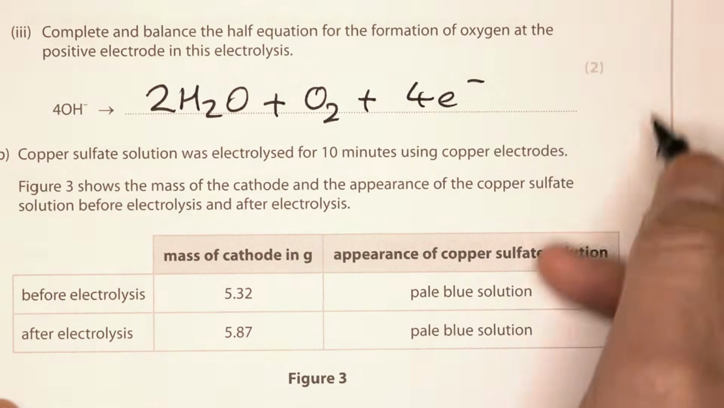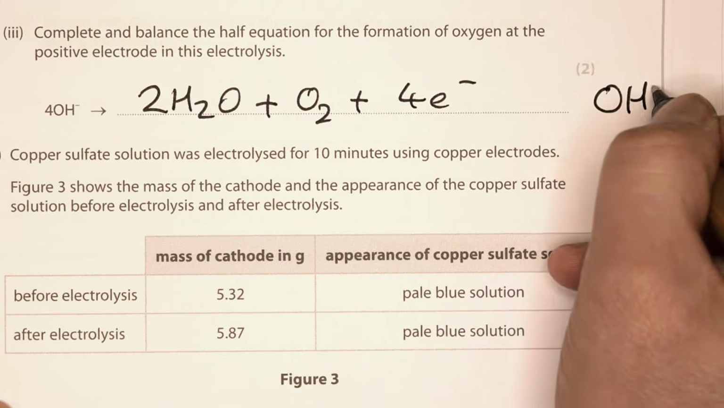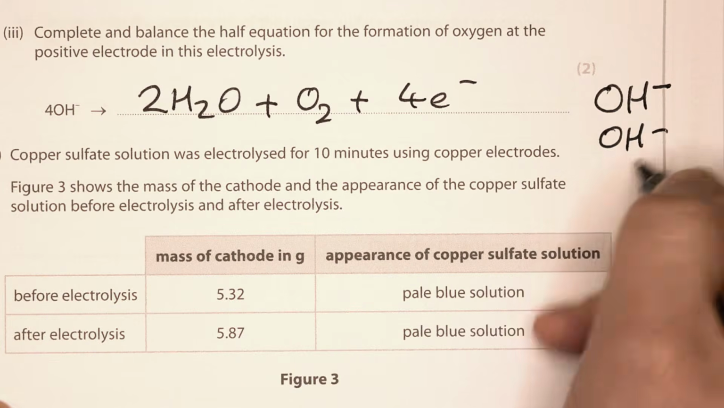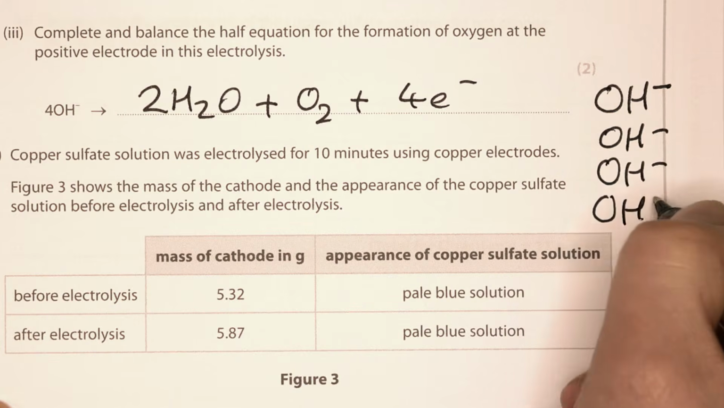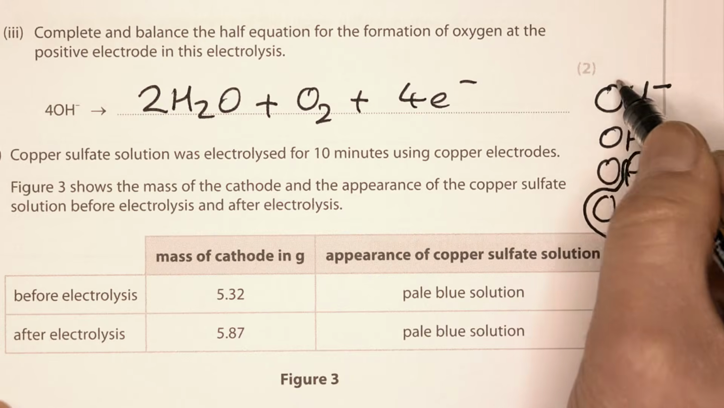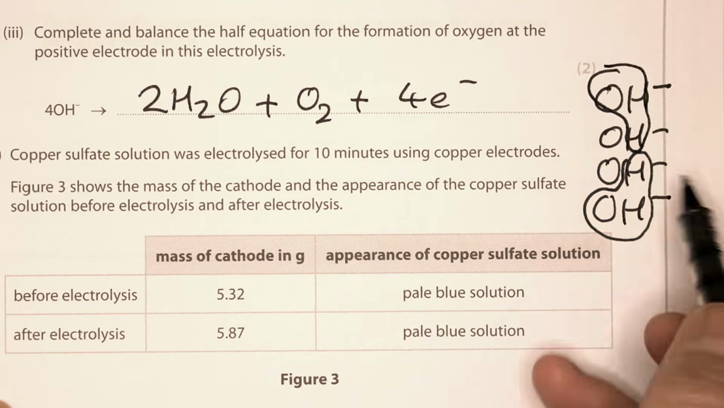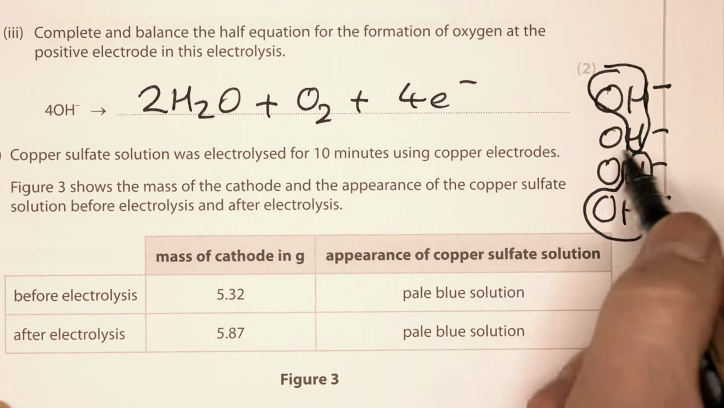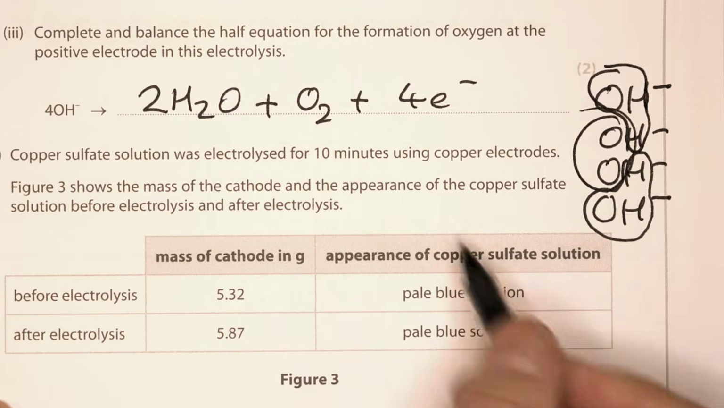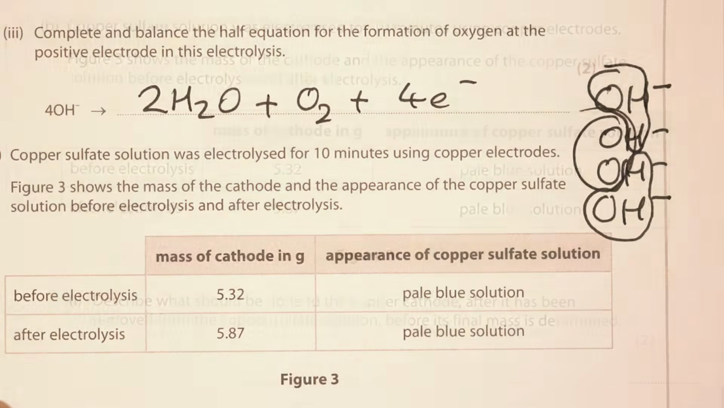And if I try and explain how that happens, well, if we think about these 4 hydroxide ions, there's 1 water molecule, here's another water molecule it splits into, so they're the 2 H2Os. Here's the oxygen molecule, and then we've got 4 electrons left over.